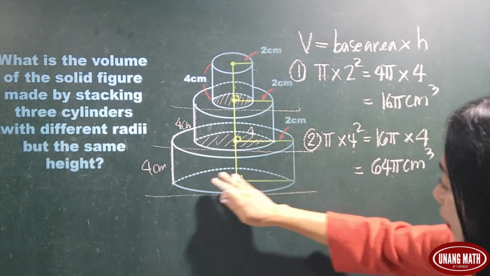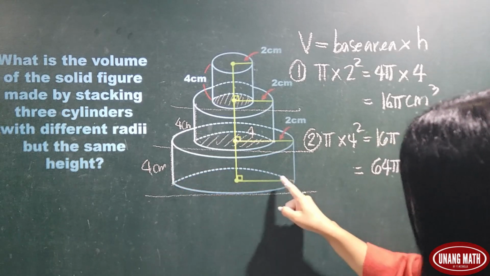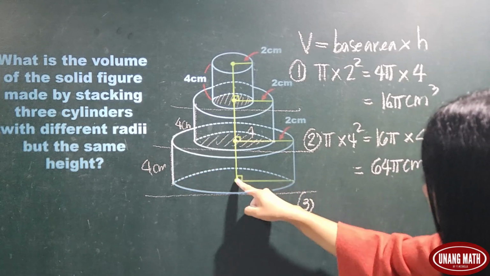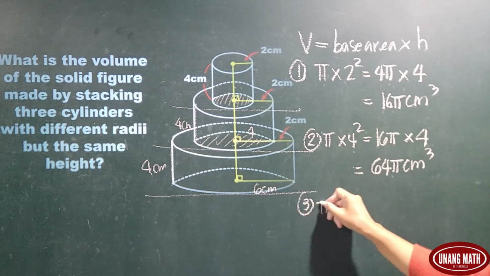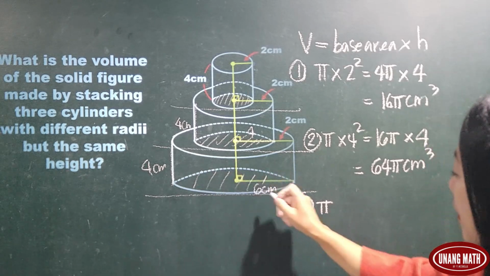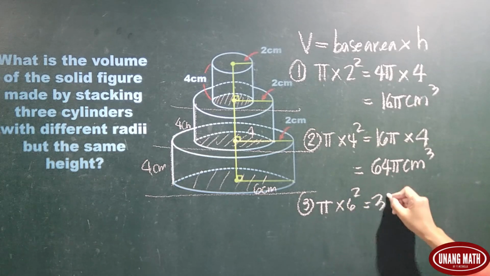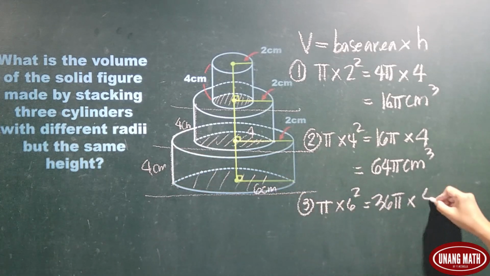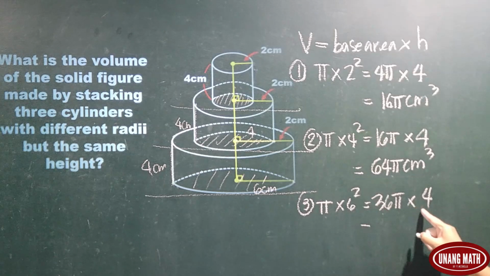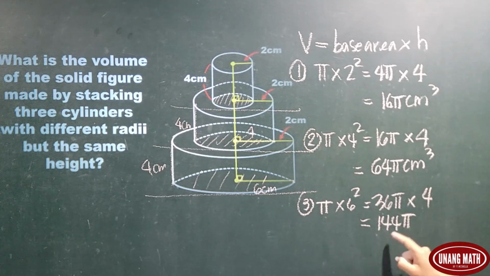What about this third cylinder? So the third cylinder's base radius is, from here up to here, that's 6 centimeters. So meaning, to find the area of this base, pi times 6 squared. And that is equal to 36 pi. So 36 pi times the height of this cylinder, which is 4 centimeters. 36 pi times 4, this is equal to 144 pi. So 144 pi cubic centimeters.